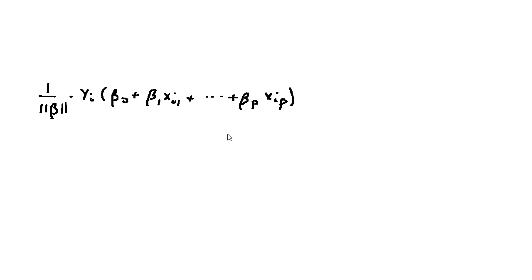So the signed perpendicular distance between xi and the hyperplane is given by 1 over the norm of beta times y sub i times beta naught plus beta 1 xi1 plus dot dot dot plus beta p xip. Okay, this expression is positive if xi is on the correct side of the hyperplane. It's negative if xi is on the wrong side of the hyperplane.